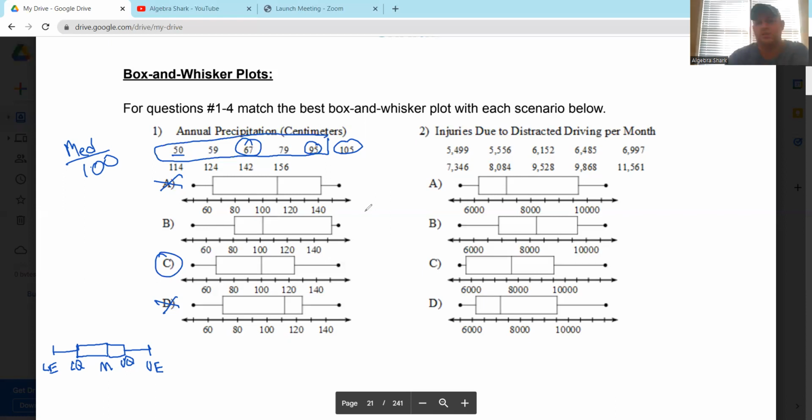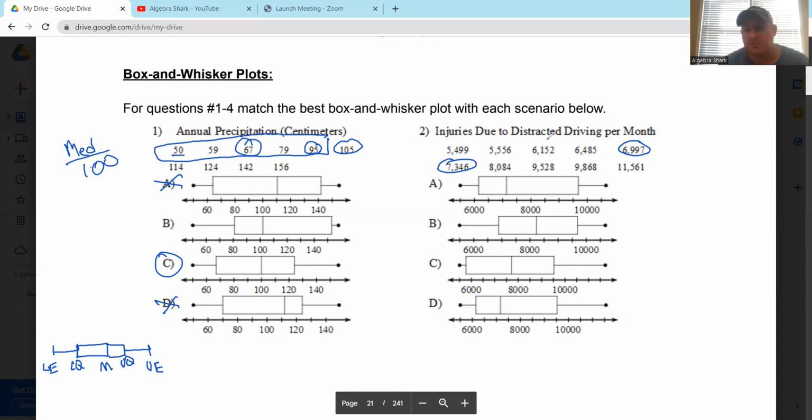For number two, the numbers are definitely larger, but that's okay, guys, because they put them in order for us. If they're not in order, you have to do that before you get started with this. All right. So let's find the median. We got 1, 2, 3, 4, 5, 6, 7, 8, 9, 10. All right. We got 10 numbers. So again, 5 and 5, we're going to take the average.